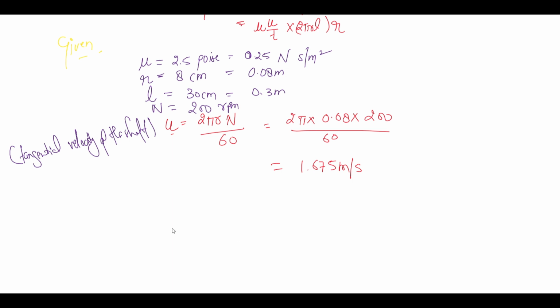Now t is the thickness of the oil film, so it is 8.025 minus 8, which is equal to 0.025 centimeter. If I write it in meter, it is 0.00025 meter.